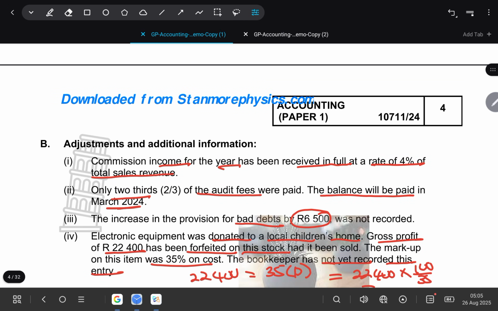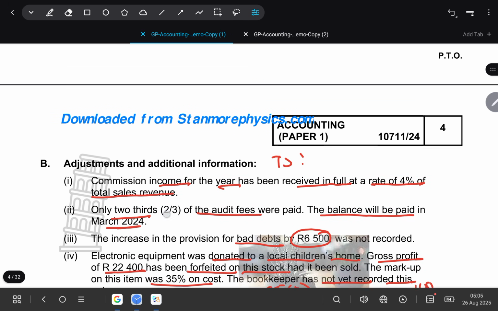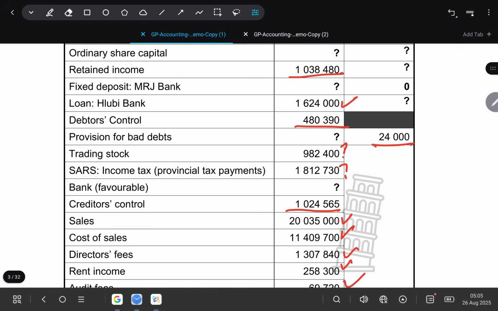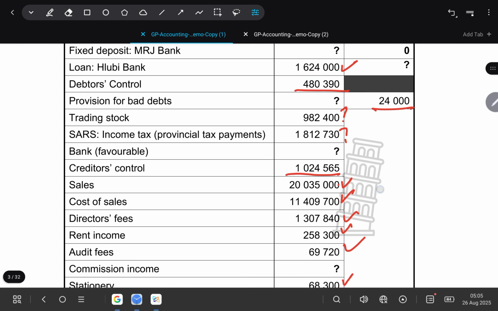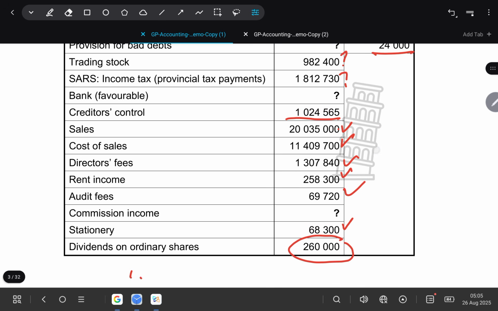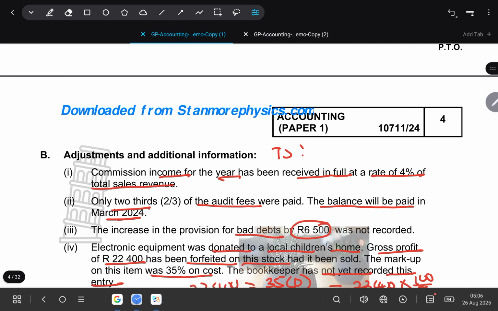Okay, now this also affects our trading stock from the records. So if you check our trading stock from the trial balance, according to this, our trading stock from the trial balance is 982,400. So if you take that 982,400, you subtract 64,000, it will tell you how much you are expecting. So 982,400 minus 64,000 tells me that I'm expecting 918,400 to be on hand.